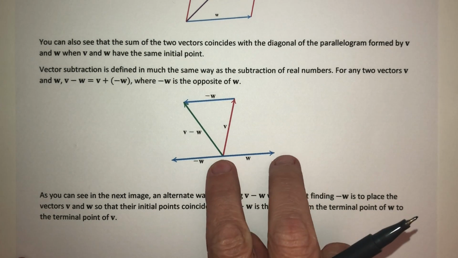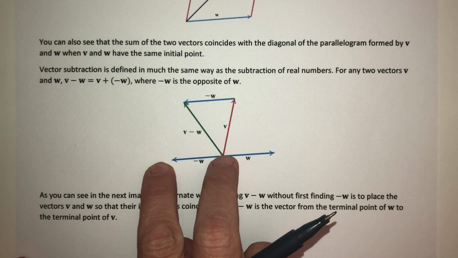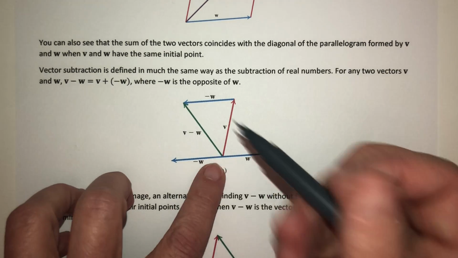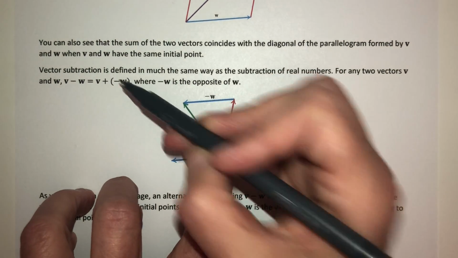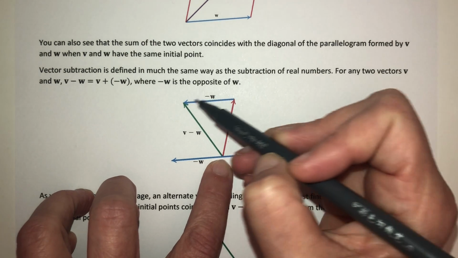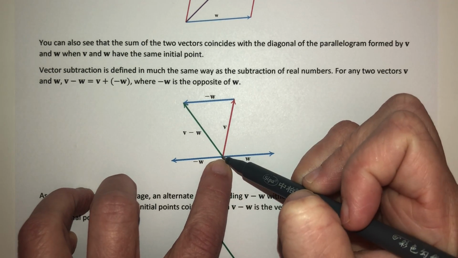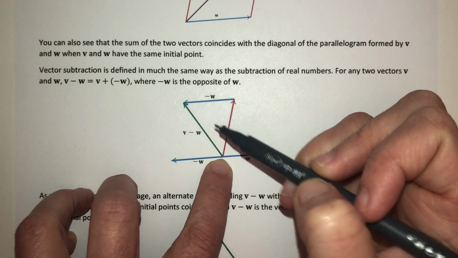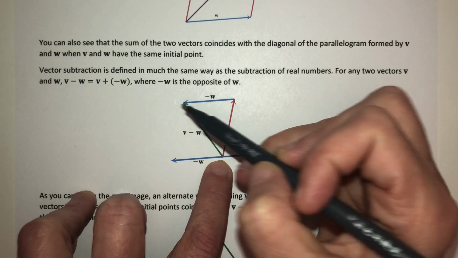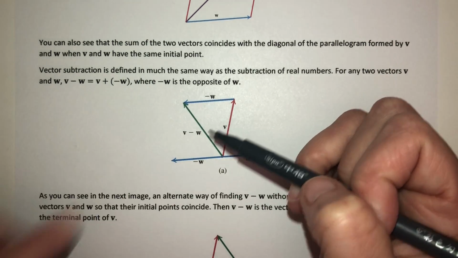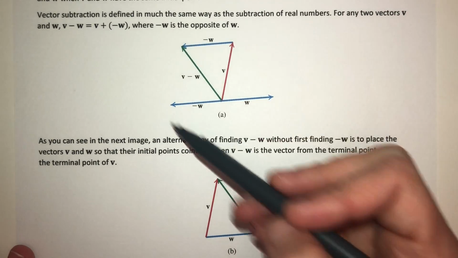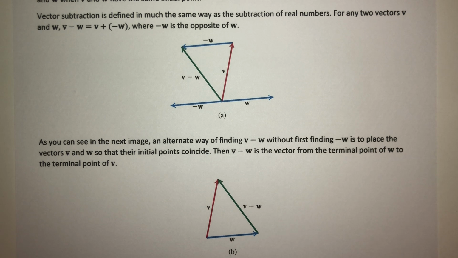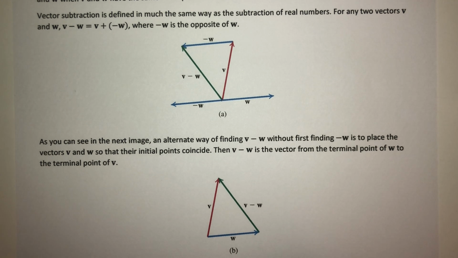So what they've done here in this image is they sort of doubled this over here. And then just like here, we would take v, and then we would place the negative w at the terminal point. And then v minus w will be from the initial point of v to the terminal point of negative w. Okay? But this can get a little cumbersome, and there's an easier way to do it.